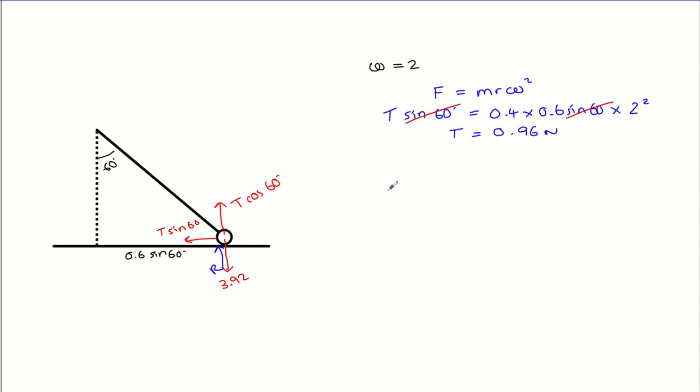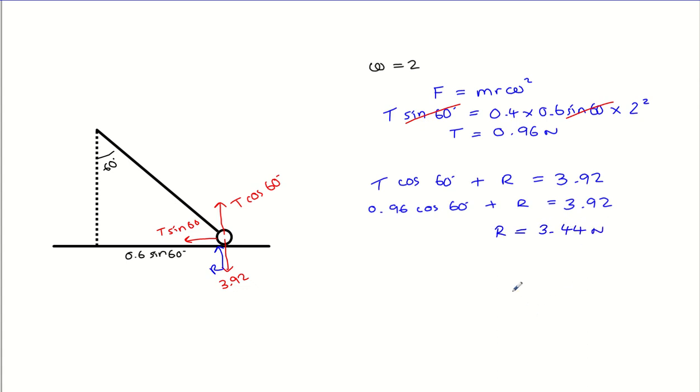And then we can work vertically. So in the vertical direction, we've got T cos 60. So T cos 60 plus R this time, because R is helping to lift the particle up, is equal to the weight, which is 3.92. So 0.96 cos 60 plus R equals 3.92, and if you take away the 0.96 cos 60, you get R is 3.44 newtons.